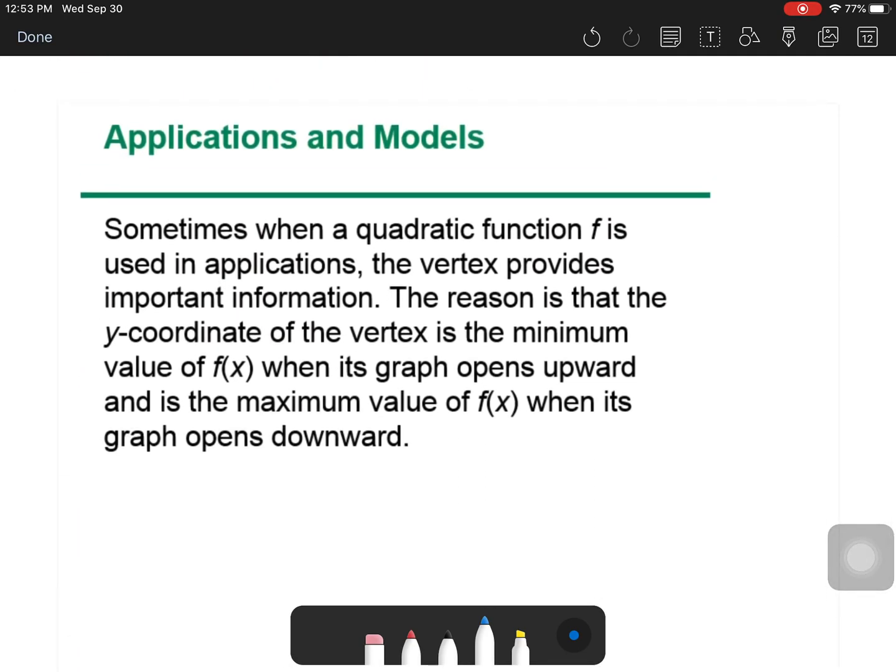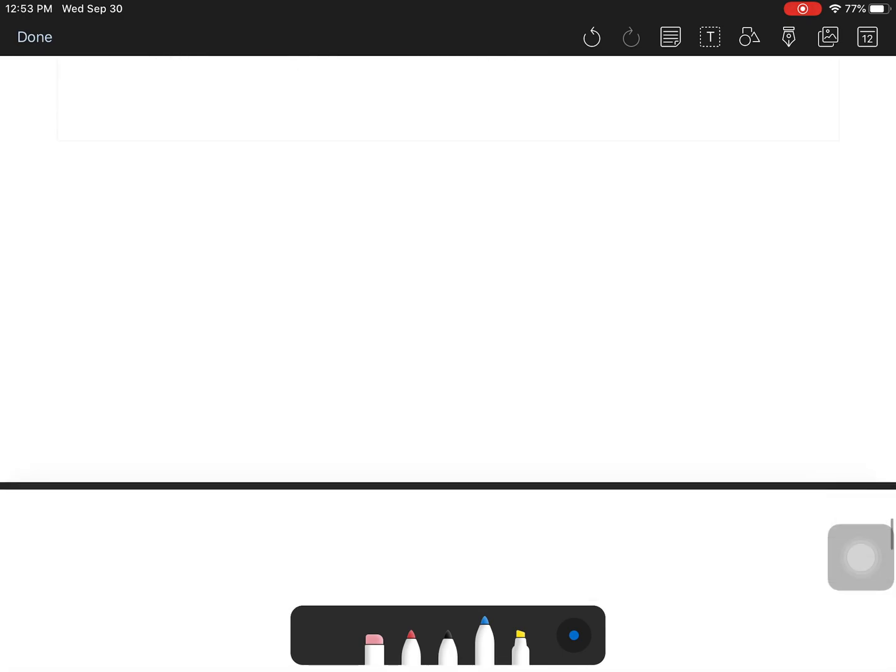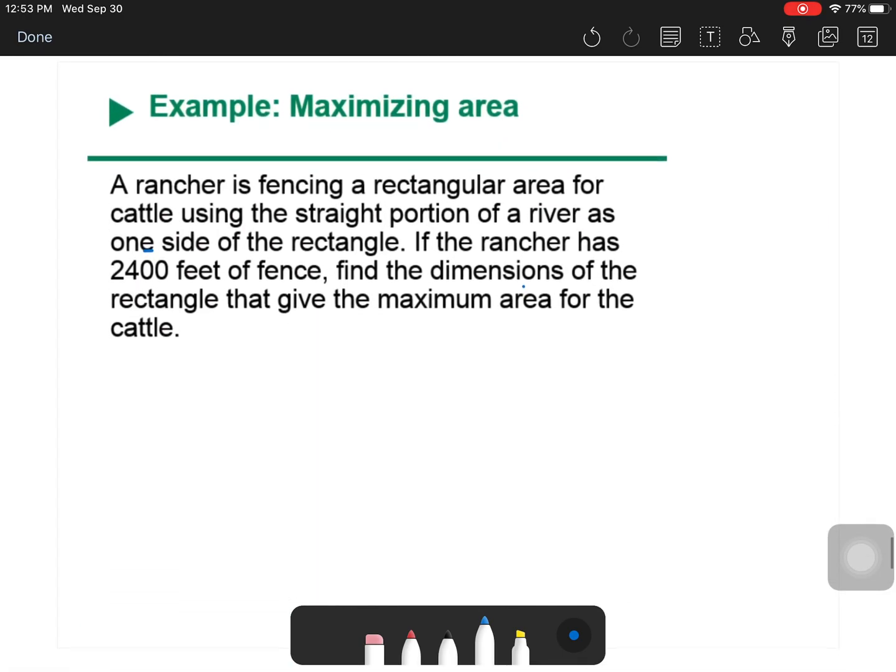Okay, so there are a few application problems we're going to go through here. This next one is a common problem, and I think there's one on the quiz and the test, so I would pay close attention to this. Okay, I'm pretty sure this is one that you're going to see on a quiz or a test or both.